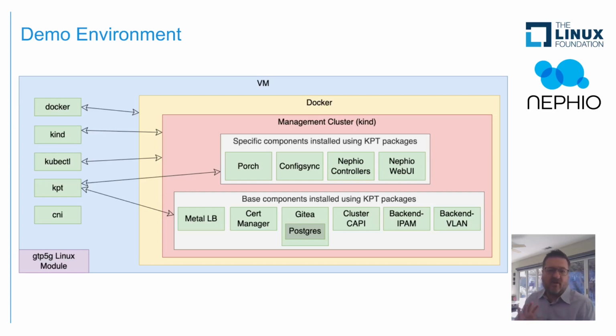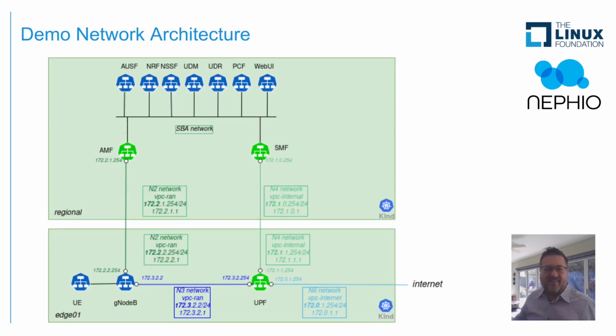So this is where you start. It's a VM with this environment. And then the next question is, where do we end? What we end up with is not just the management cluster, but a set of workload clusters. One is what we call a regional cluster, and we have a bunch of network functions running in that. You can see them all along the top here.